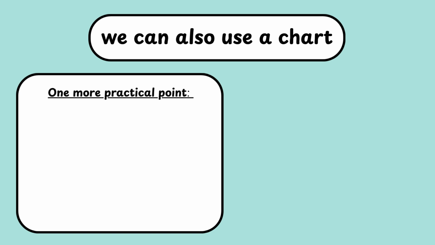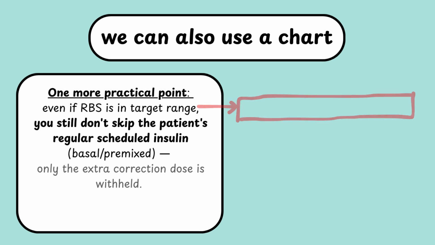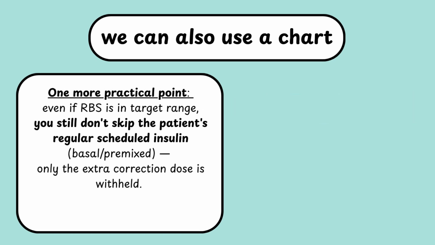There is also one more practical point. Even if random blood sugar is in target range, you still don't skip the patient's regular scheduled insulin. Only the extra correction dose is withheld. That distinction trips people up on the ward.